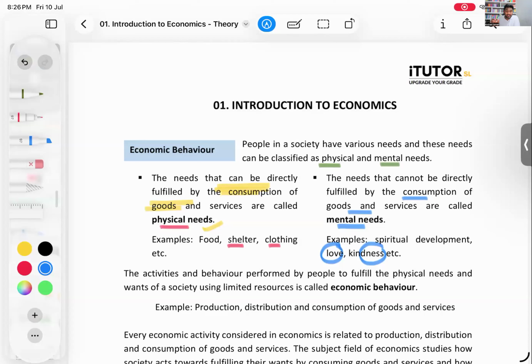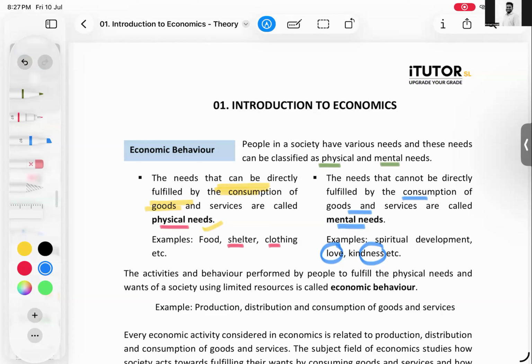Now, those kind of things, you can't get from a good or service. It doesn't work that way. So those are called mental needs and wants. And then the other side, you have physical needs and wants. Now, whether you like it or not, sadly, in economics, we mainly focus on how people fulfill their physical needs and wants only.